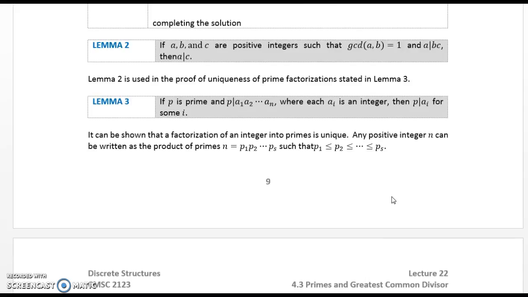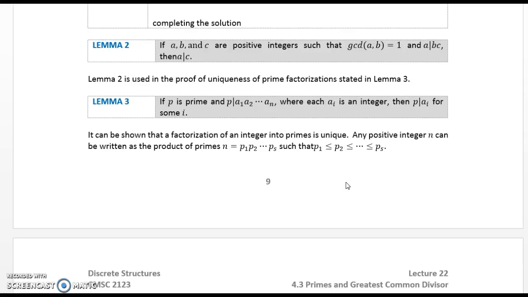Lemma 2. If a, b, and c are positive integers such that the greatest common divisor of a and b is equal to 1, and a divides bc, then a divides c. Lemma 2 is used in the proof of uniqueness of prime factorizations stated in Lemma 3. Lemma 3. If p is prime and p divides a1 times a2 times ... times an, where each ai is an integer, then p divides ai for some i.